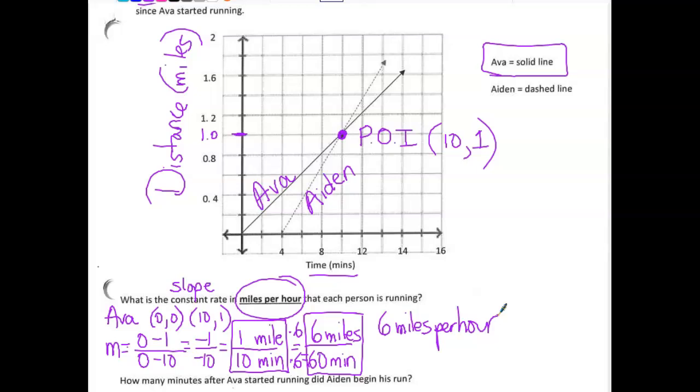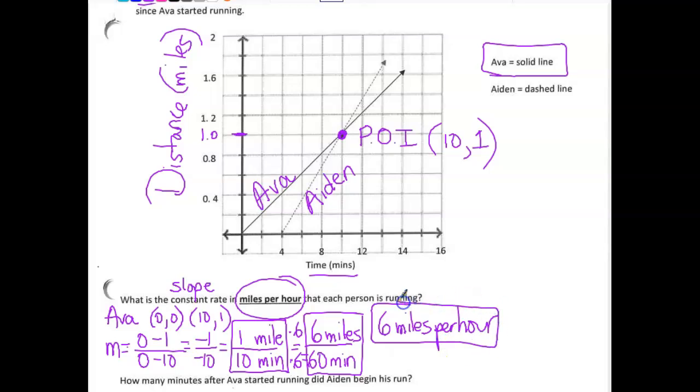So make sure that makes sense to you. We found the slope. We wrote slope as 1 mile over 10 minutes. However, it wants miles per hour. So we converted the 10 minutes to 60 minutes. 10 times 6 is 60. So 1 mile times 6 is 6 miles, which gives us Ava is going 6 miles per hour.